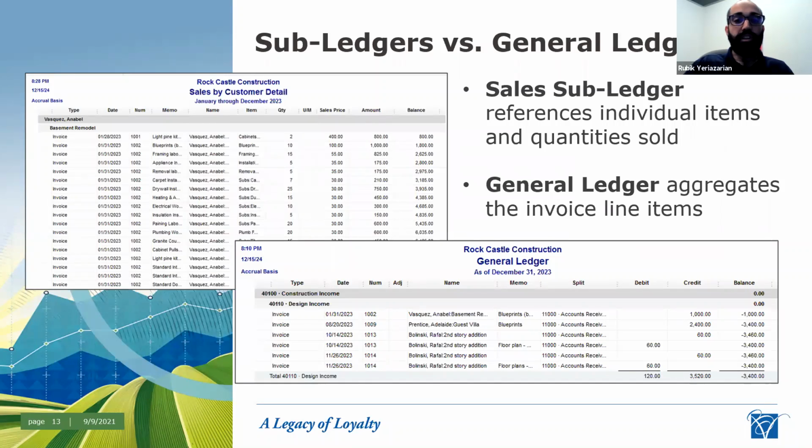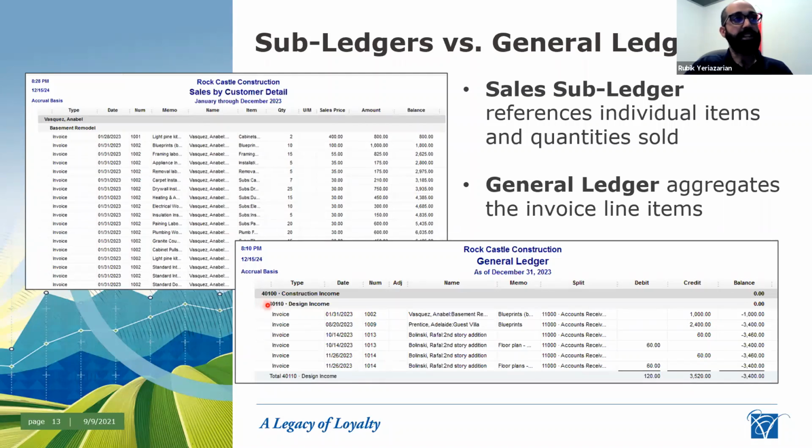So one more level of detail past your journal or your general ledger is your subledger. As a comparison here, we can see this is our screenshot of our general ledger. Let's look at this number field here. This is invoice number 1002. And it says, okay, for invoice 1002, I have a $1,000 entry recorded as design income.